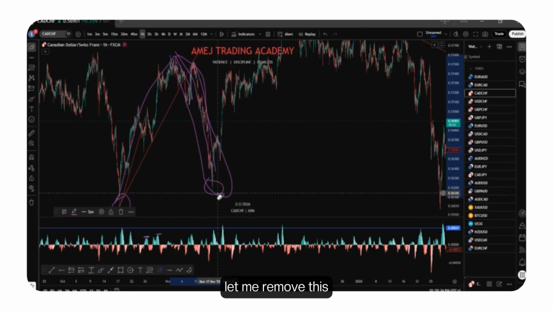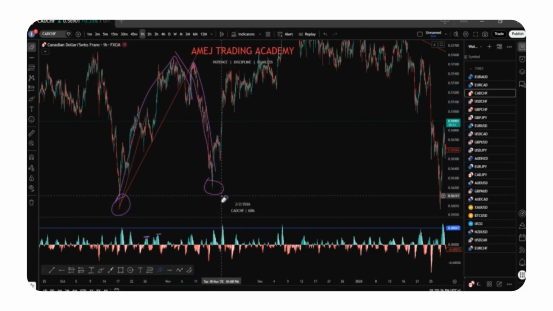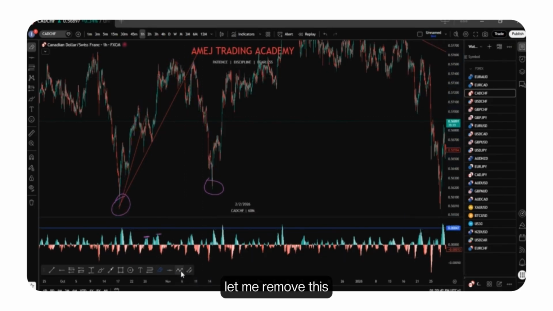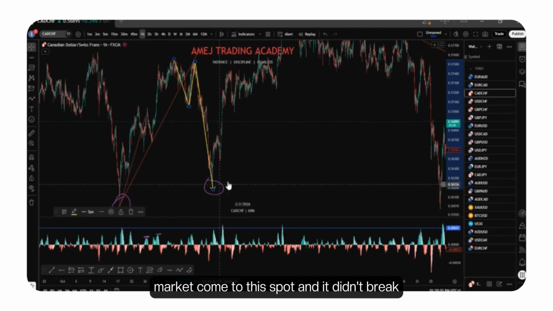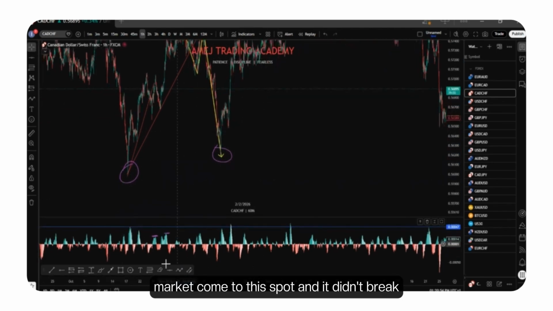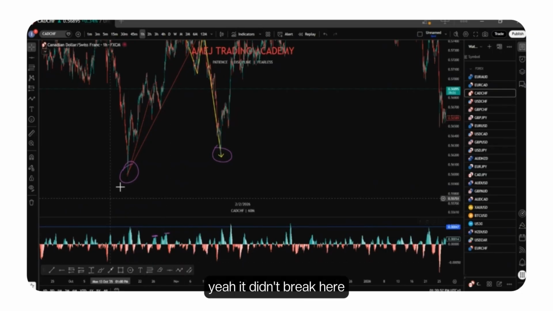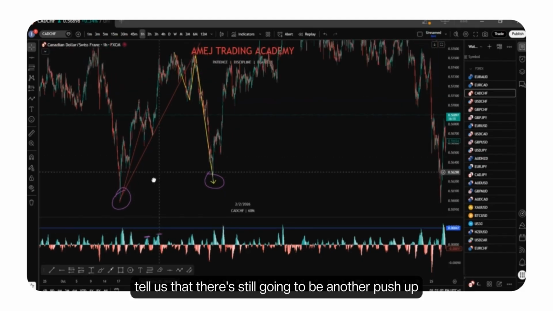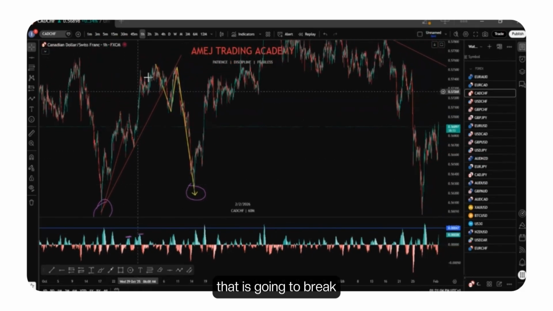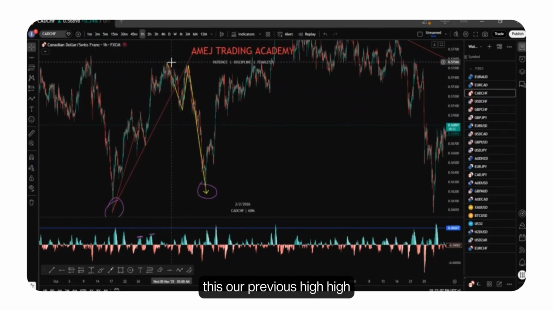Let me remove this. We see the market come here. Market came to this point and it didn't break here. This alone tells us that there's still going to be another push up that is going to break our previous high.